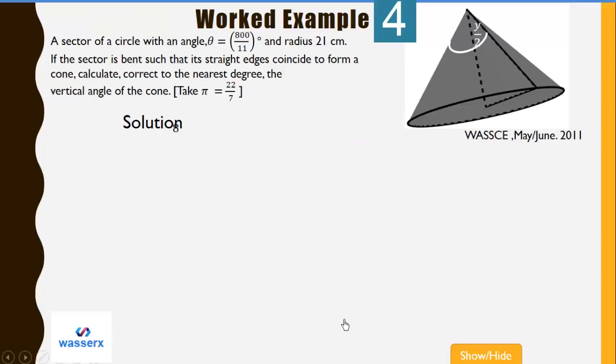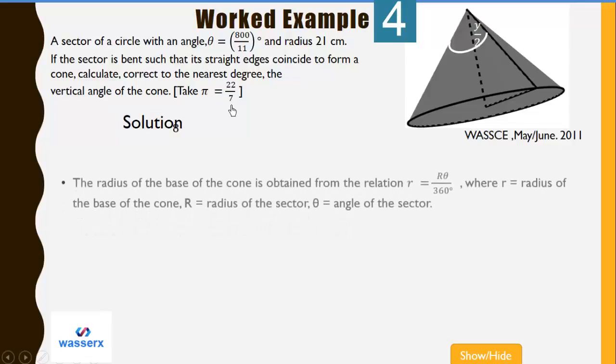Now let's take one example. A sector of a circle with an angle theta equal to 800 over 11 and radius 21 centimeters. If the sector is bent such that straight edges coincide to form a cone, calculate, correct to the nearest degree, the vertical angle of the cone. So this is how we go about it.